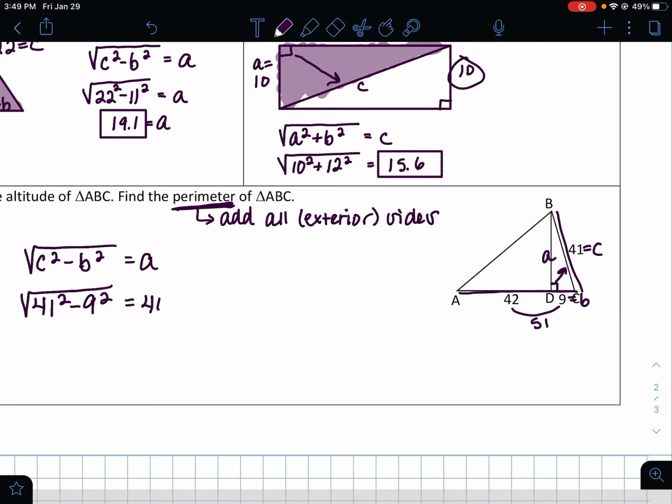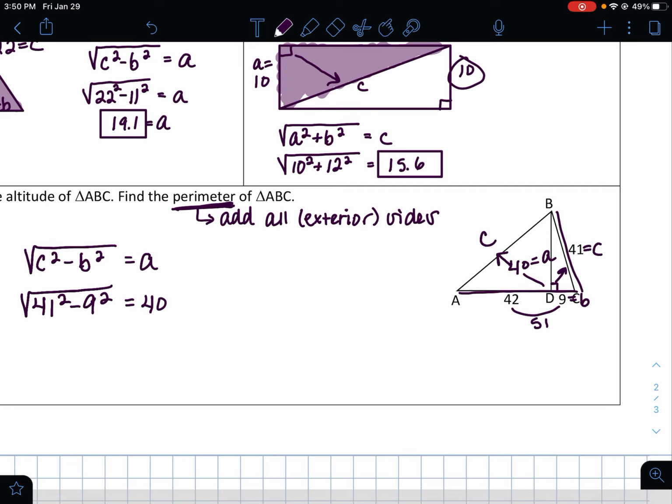All right, and we get 40. Oh, ding, ding, ding, Pythagorean triple. We didn't get a decimal this time. It was just 40. So the altitude is 40. Some of y'all might be like, oh, that's my answer. No, calm down. We're not done yet. So the altitude is 40. So now we're going to use that to figure out this side.